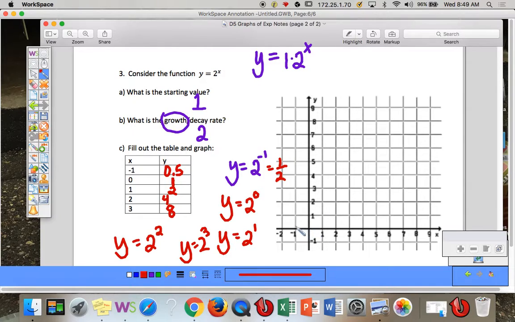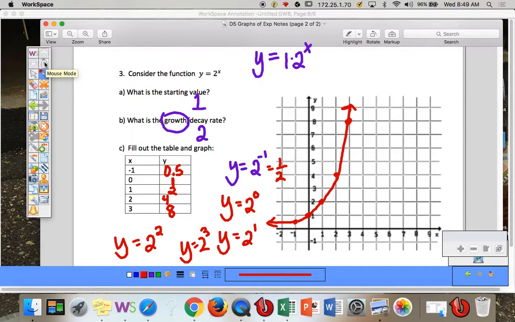So let's graph this. At -1, we're at 0.5. At 0, we're at 1. At 1, we're at 2. At 2, we're at 4. And at 3, we're all the way up at 8. So we can see this is increasing exponentially. And so we filled in our table here using our equation.